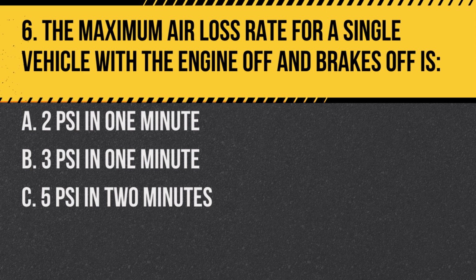Question 6. The maximum air loss rate for a single vehicle with the engine off and brakes off is A. 2 psi in 1 minute. B. 3 psi in 1 minute. C. 5 psi in 2 minutes. Answer: B. 3 psi in 1 minute. This is the maximum acceptable air loss rate.